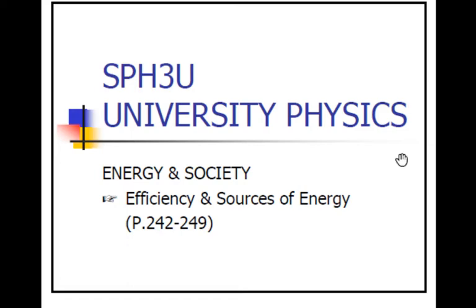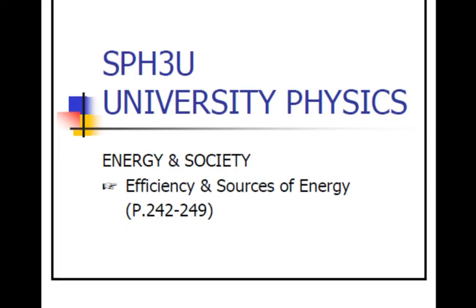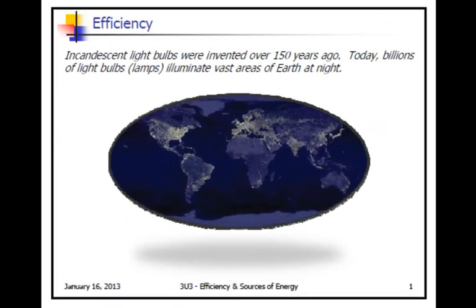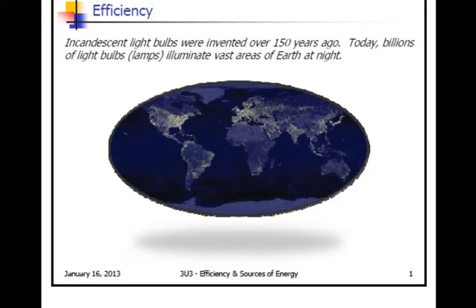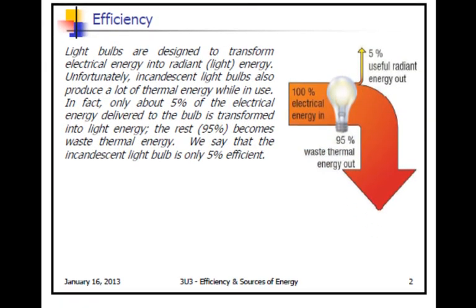So our next lecture is about efficiency. Not only are we just talking about energy itself, but now we're going to add in the concept of whether we are transferring energy from one form to another efficiently. This first slide talks about incandescent light bulbs, and it says that we have billions of them illuminating Earth at night. But are these light bulbs actually efficient?